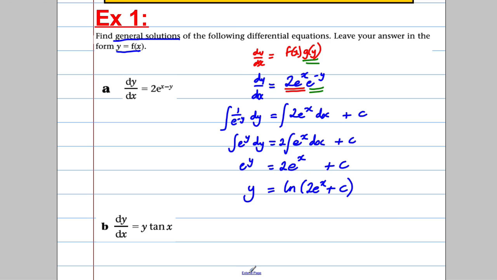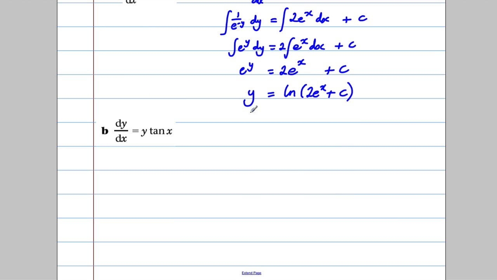Okay, let's have a go at part B. It's already in the form f of x, g of y, where f of x is equal to tan x and g of y is equal to y. So we're going to separate variables and integrate.